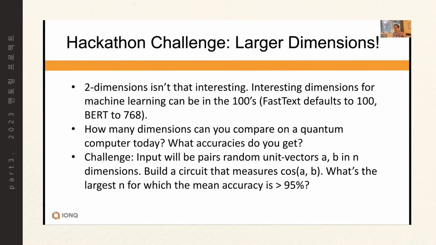So more formally, in the challenge, the input will be pairs of random unit vectors A and B in n dimensions. Build a circuit that measures the cosine similarity between A and B. What's the largest number of dimensions for which the mean accuracy is bigger than, say, 95%? So we're interested in this problem. We're kind of working on it ourselves, happy to discuss it, and we'll be really interested in whatever solutions you come up with.